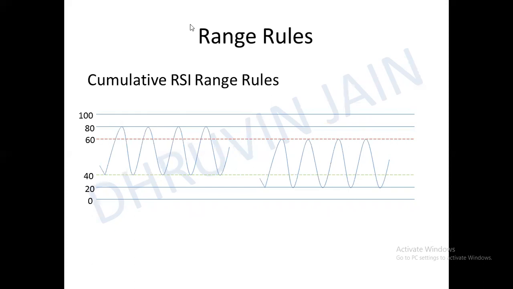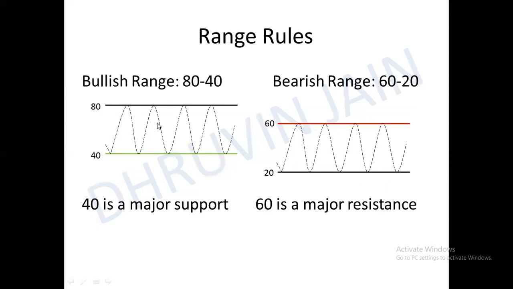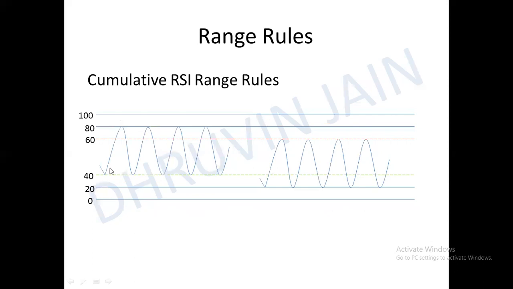Let me just recap the RSI range rules with cumulative RSI range rules. This is what it will look like in RSI. When the price is in a higher high, higher low structure, RSI will move in the region of 80 to 40. There is some other catch. I'll show you.